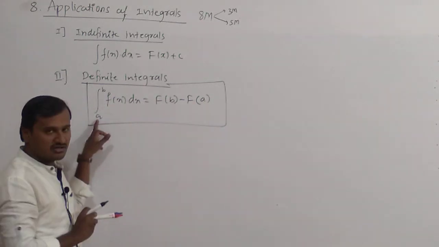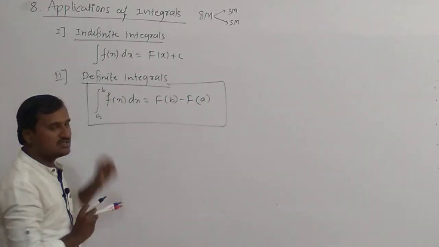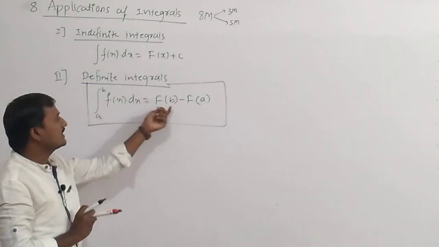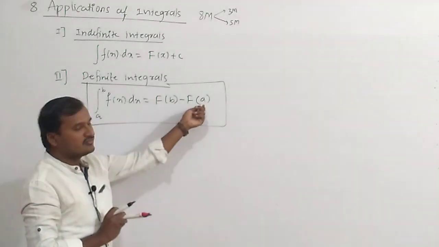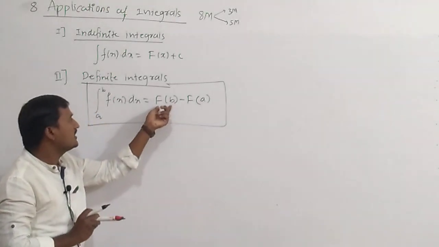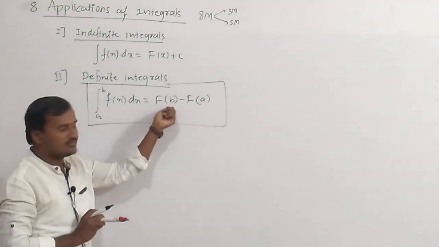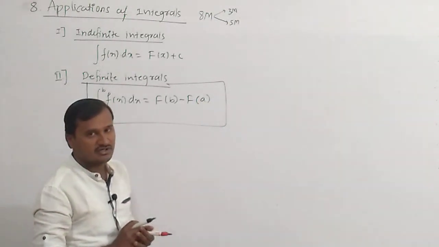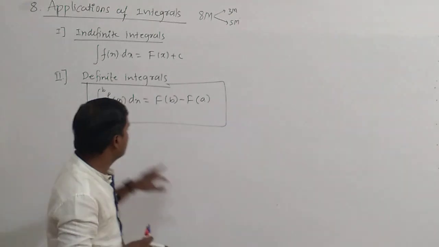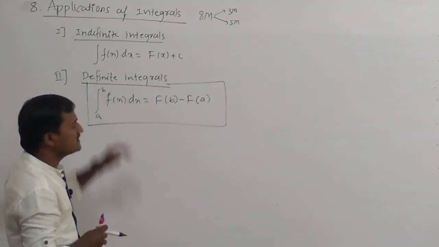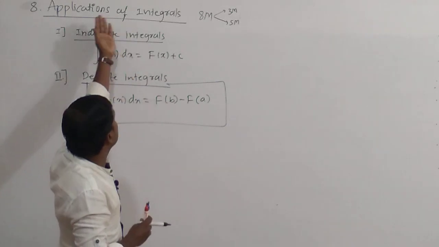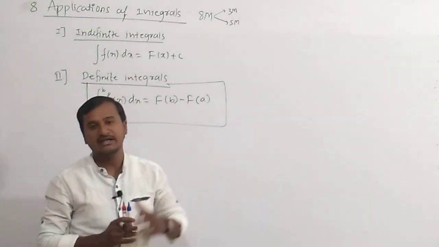Here a is called the lower limit and b is called the upper limit. The integral of this function we will write as F of b minus F of a, the functional value at the upper limit minus the functional value at the lower limit, right? You have studied this in the topic integrals, right? So here a is the lower limit and b is the upper limit. So in this topic, what are the main applications of integrals?